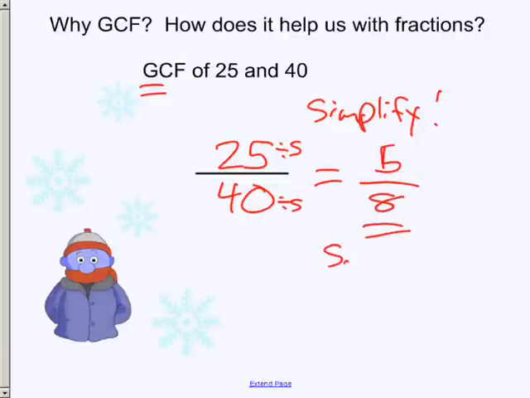This is what we call simplest form. There are no more common factors of 5 and 8 that I can divide them by. So that's why we needed GCF to help us with fractions. And make sure, by the way, that you have that all copied. If you need to pause, go ahead and do that.